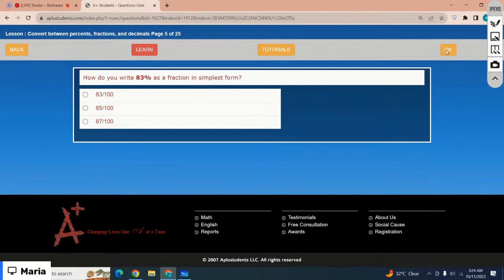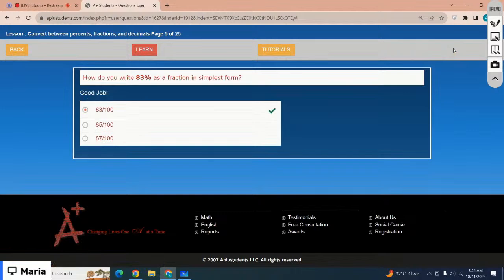How do you write 83% as a fraction in simplest form? The correct option is 83 divided by 100, right? Option 1 is the correct option.